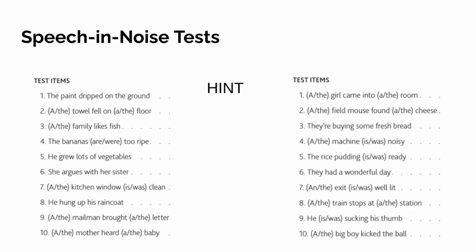Here are some sentence examples from the HINT. The paint dripped on the ground. A towel fell on the floor. A family likes fish. These are scored all or nothing: is the sentence correct or incorrect? You're finding the 50% threshold at which they can repeat back the sentences 50% of the time.